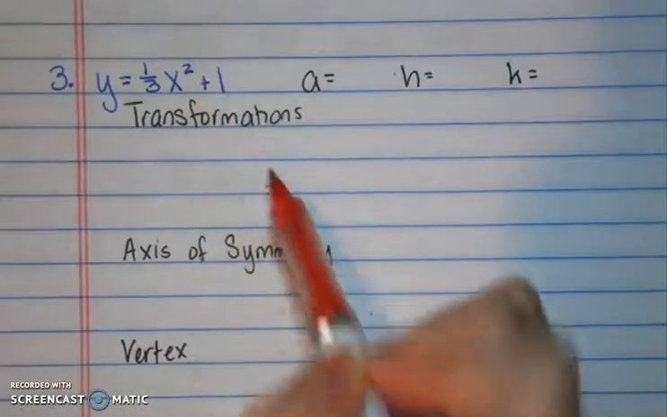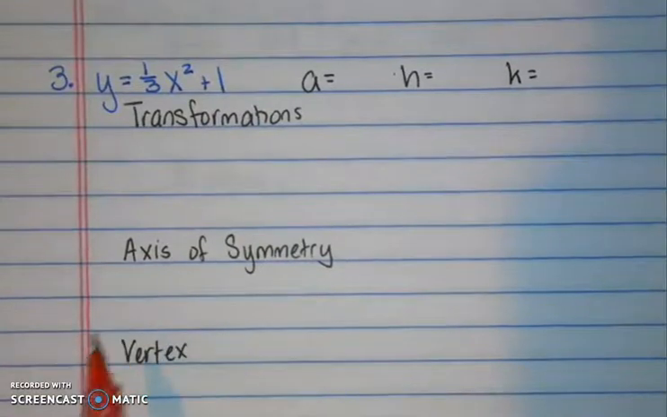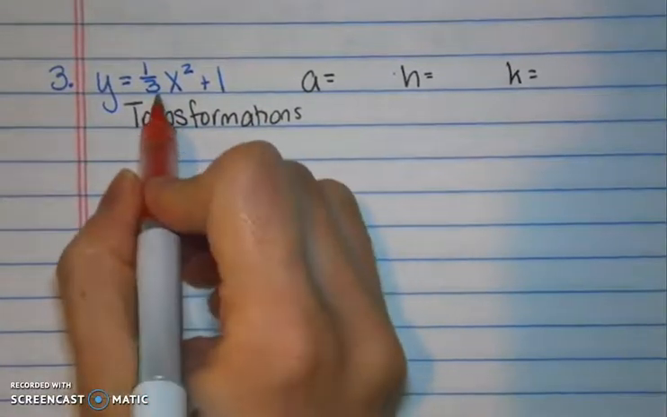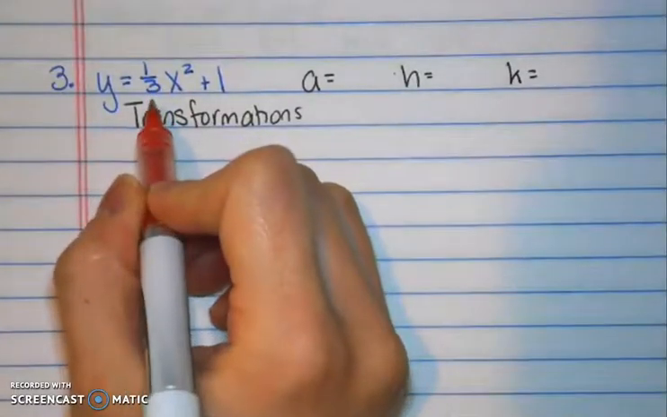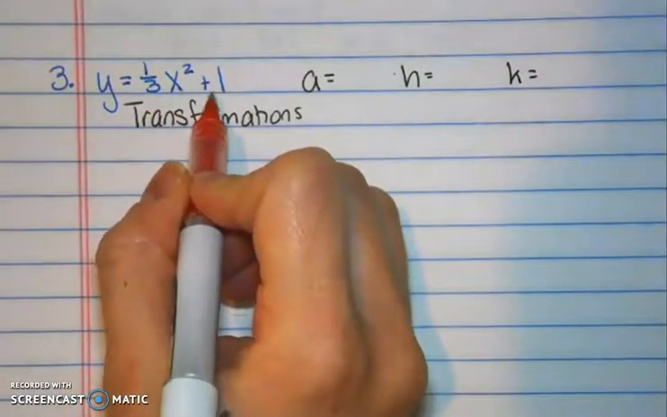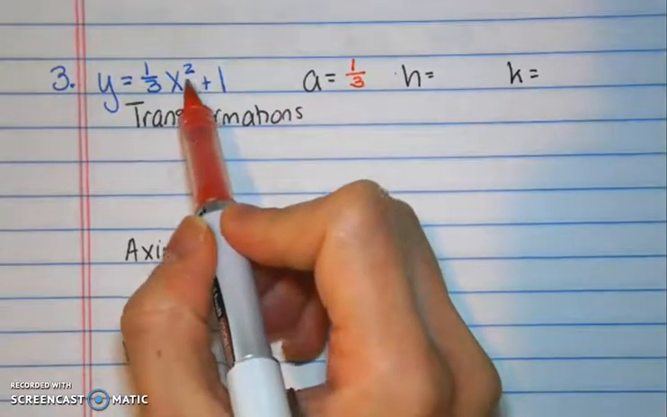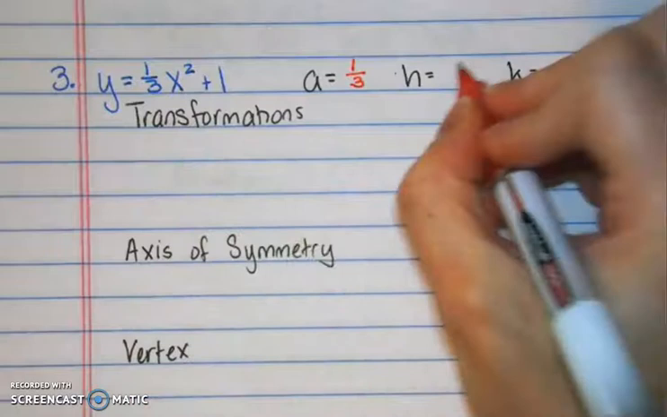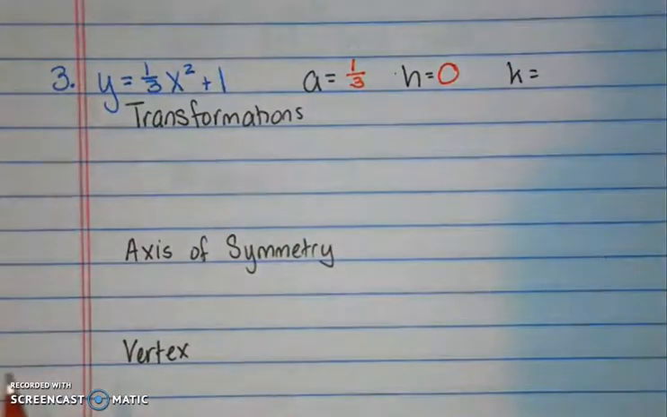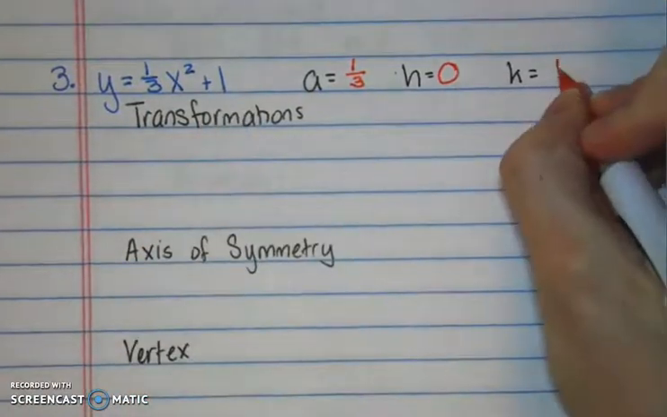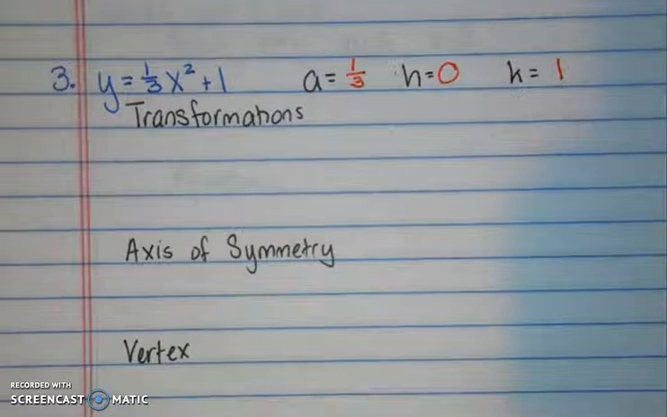We will do one more example where we are given the equation and going to list the transformations. In this case, I have y equals 1/3 x squared plus 1. That 1/3 is going to be my a. Now there are no parentheses here. There's nothing with the x being squared, so h is 0 because h is not present in our equation. And then k will be +1.